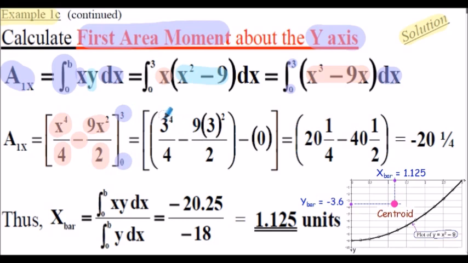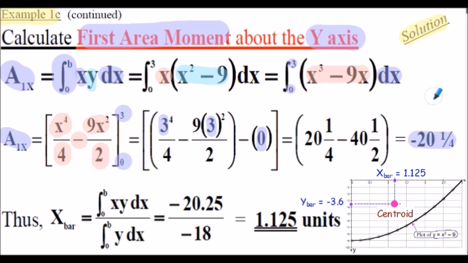Inserting the upper limit of 3 again wherever I see an x, and again the lower limit when inserted of 0 will cause the square bracket to become 0. Need to be careful because that's not always the case, but it is in this particular example. And then evaluating the first area moment about the y-axis is negative 20 and a quarter, or negative 20.25 in decimal.